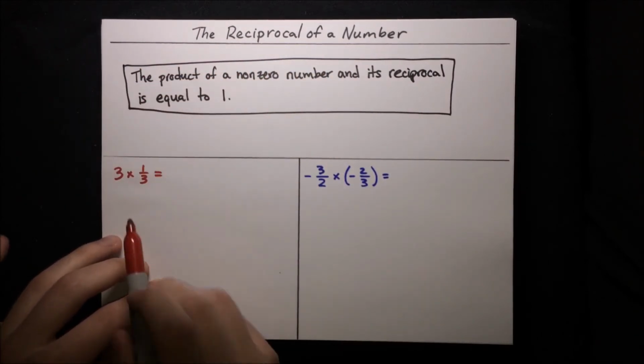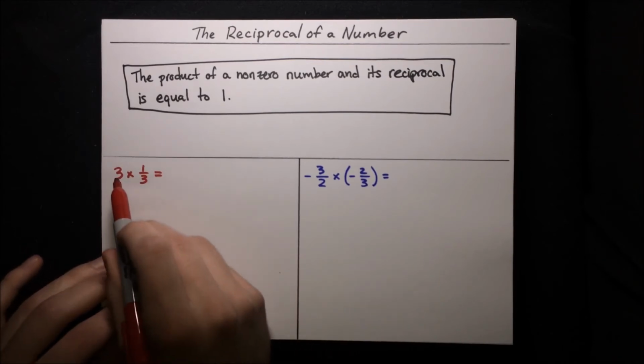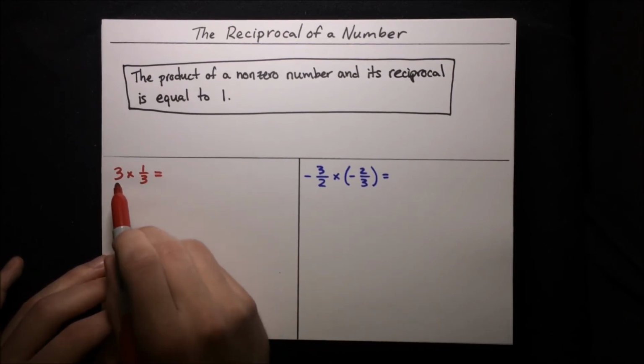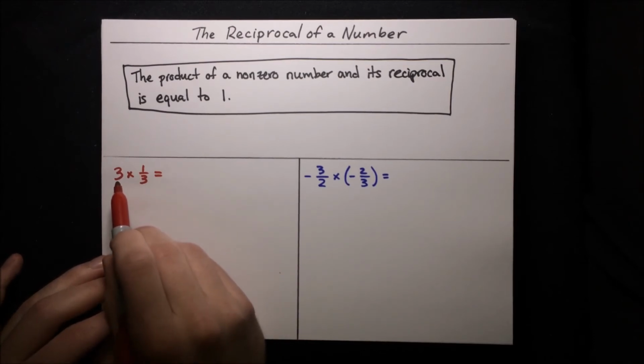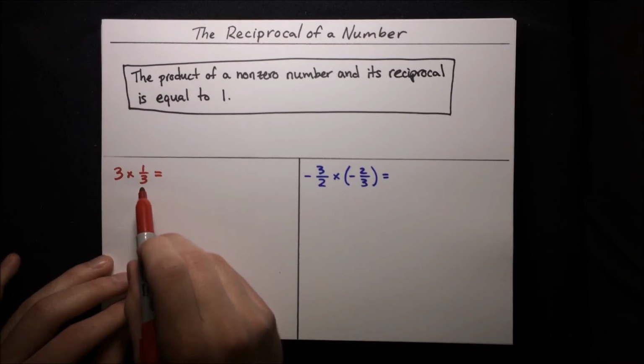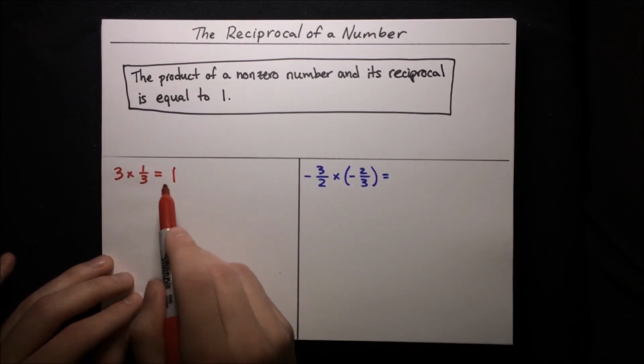Why don't we give a few demonstrations just to solidify that fact? So for example, 3 times a third. 3 is a non-zero number, and a third is the reciprocal of that non-zero number, so the result should be equal to 1. And indeed it is. A third of 3 is just 1.